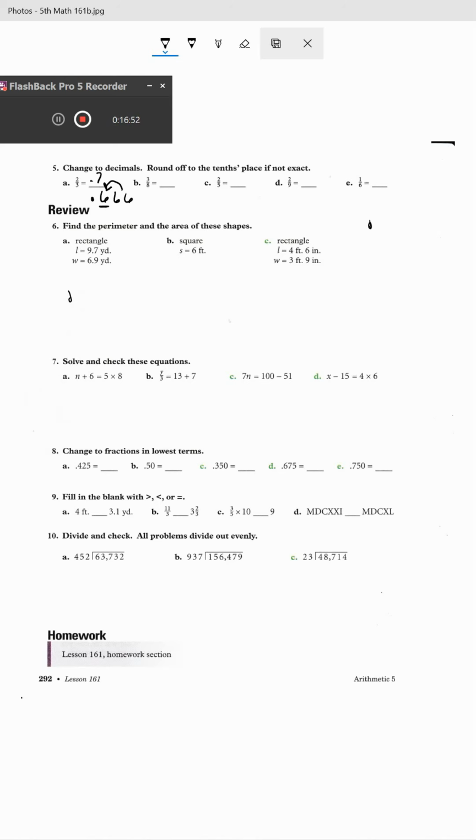3/8. I think we memorized 3/8. Not all of these have we memorized, but 3/8 would be 0.375. So 0.375 ends. It does not repeat. It says round off to the nearest tenth place if not exact. This one does end, so we'll just write 0.375. 2/5 ends also. Remember what that was? 0.4.